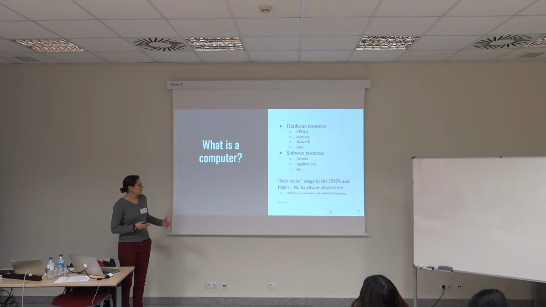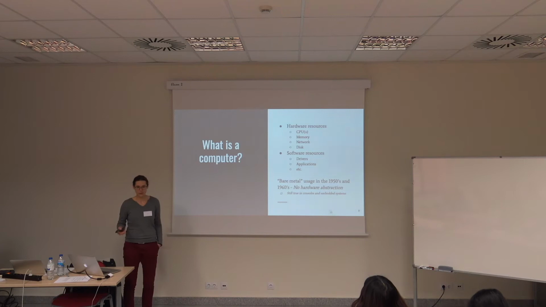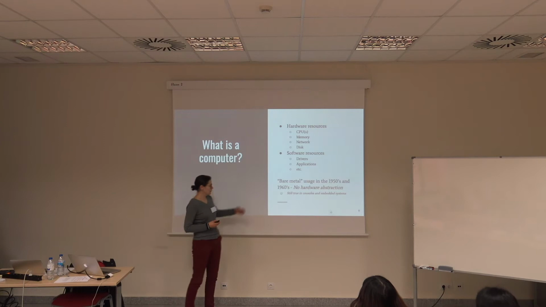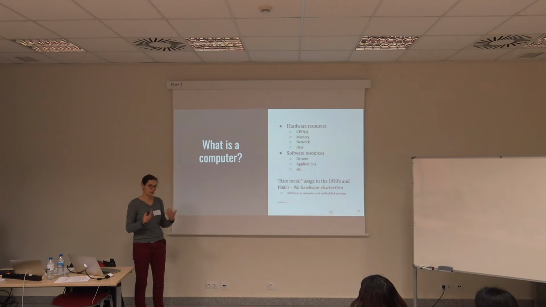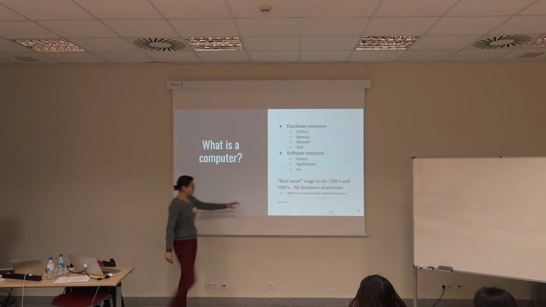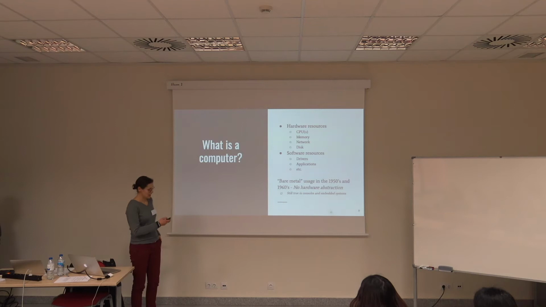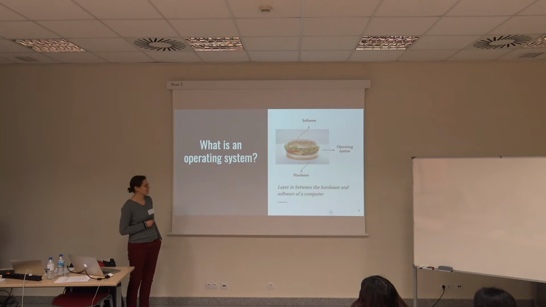So of course you know that a computer is a set of hardware resources and a set of software resources. And in the 50s and the 60s, there was no abstraction between the hardware and the software. So you were coding programs that were run directly on the bare machine itself, on the electronic machine. And this is still true, for instance, in video game consoles or embedded systems. But of course, it's easier to have an abstraction model in between, so this is the goal of the operating system, to have an abstraction layer in between the hardware and the software.